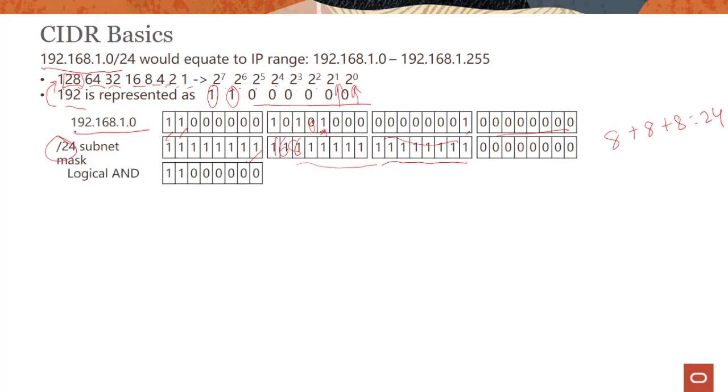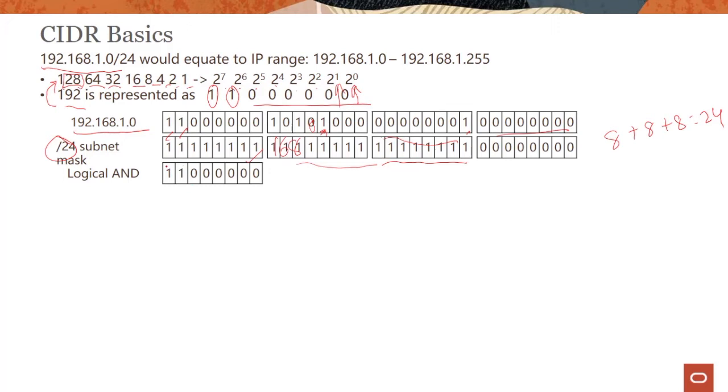Now, what we do is we take the network, and then we take the subnet mask, and then we do a logical AND to get the network and the host, right? And logical AND basically says that if you have 2 bits, you do a logical AND on them, meaning if the 2 bits are 1, you get a 1. In all other cases, it's a 0. 0 and 0 is a 0. 1 and 0 is a 0. 0 and 1 is a 0, right?